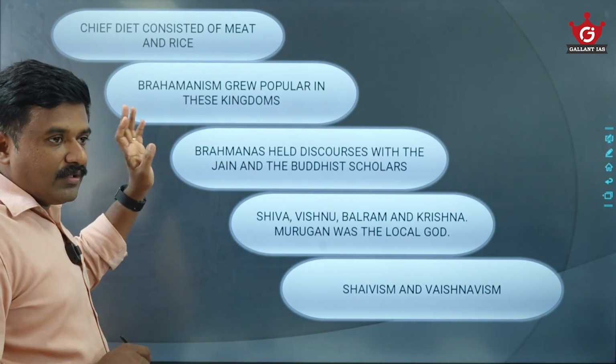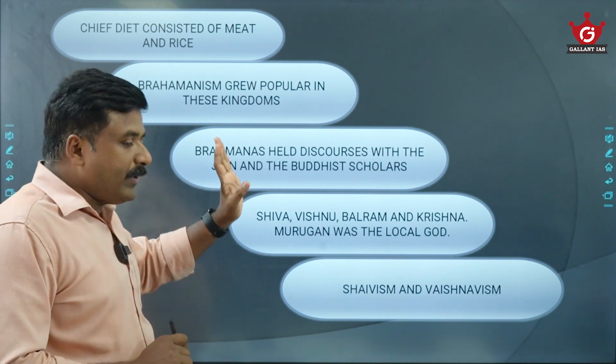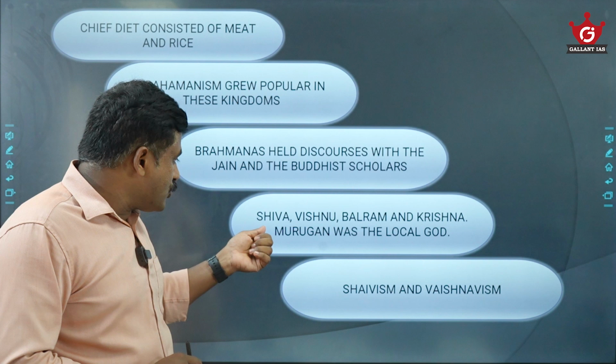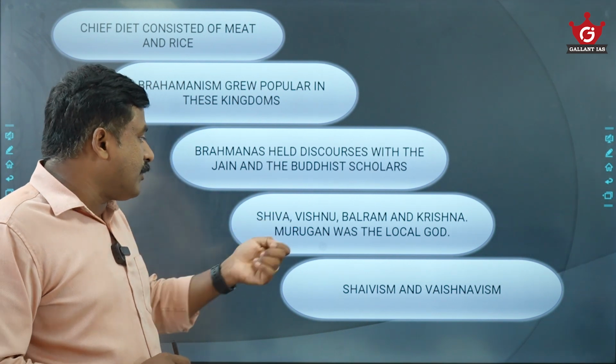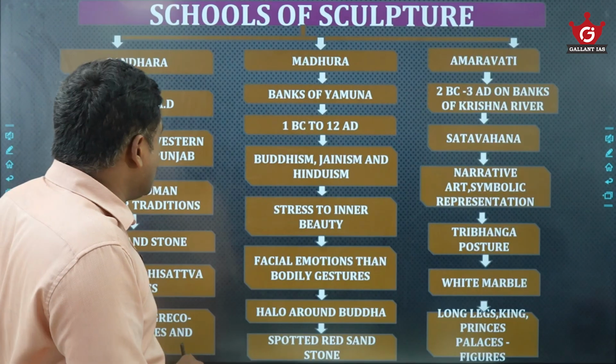Then see their chief main diet, that it consists of meat and rice. Brahminism was so popular in Sangam, Chola, Chera, Pandya kingdoms. And you see that Shiva, Vishnu, Balram, Krishna, gods were worshipped, and Shaivism, Vaishnavism were popular religions in the Sangam age.